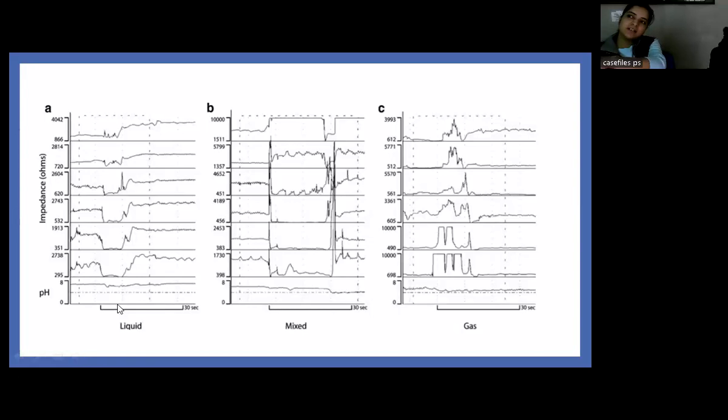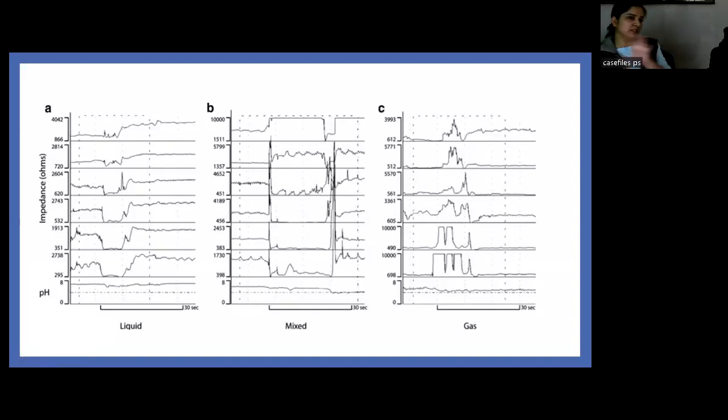These are the 3 different tracings that tell us about the impedance as well as the pH metry. The dotted line is the pH at 4, and these are the impedance tracings. In the first one, this is the pH and this is the patient tracing, in which initially the esophageal probe is having a pH of around 6 to 7. Here there is a sudden decrease in the impedance in all the tracings. This is the normal impedance which is going on, and due to some reflux, there is sudden downgrading of this tracing. This is because of the liquid reflux.